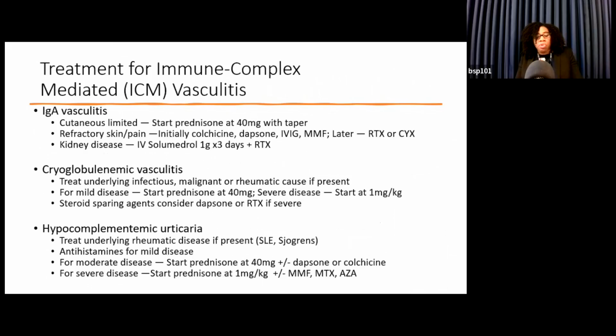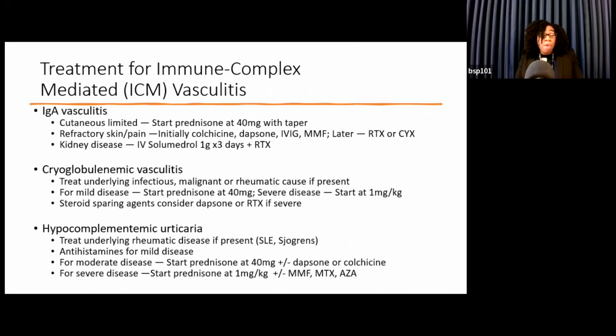And lastly, for treatment, for IgA vasculitis, this can be cutaneous limited, and in those cases, we would start with prednisone, roughly around 40 milligrams, and taper slowly. For people who have refractory skin disease to the prednisone, we would add something like colchicine or dapsone, IVIG, or mycophenolate. But if it's very severe, we could consider even rituximab or cyclophosphamide.